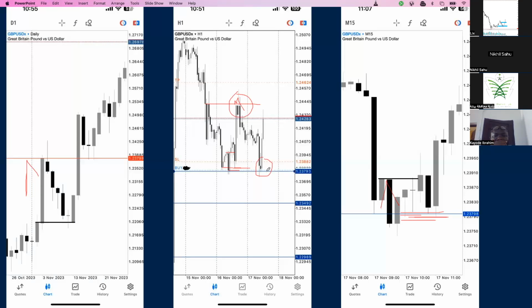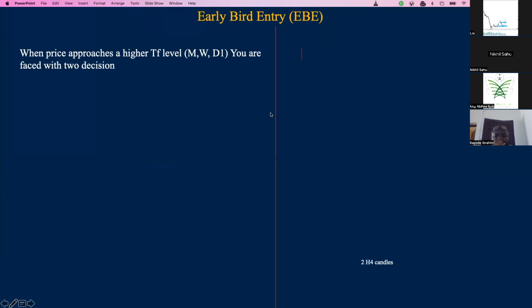So the approach is that this one is 1 hour, it's rejecting a 1 hour level, which is the same thing as a daily level. So I'll go to 15 minutes, 2 times lower, to look for a breakout. I get a breakout and I buy. It's a very good trade.